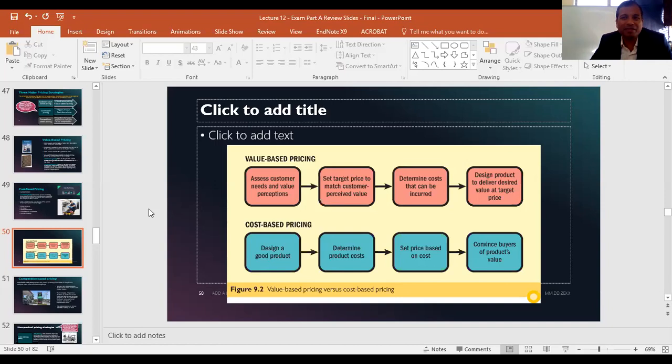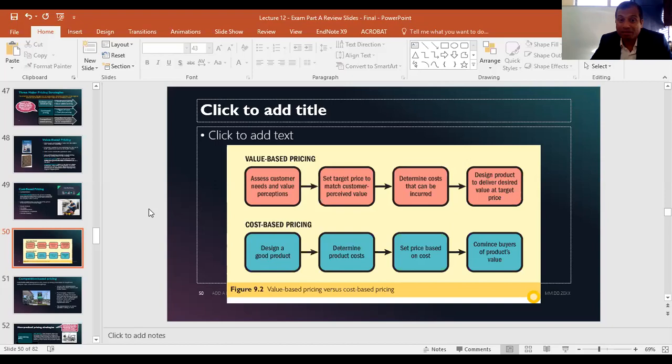The company decides everything. They first make and design the product, and look at the manufacturing cost, the unit cost of production. Based on that, they add some markup, some return on investment, some profit percentage. And finally, whatever final price comes out, they try to convince customers of that value through mass media marketing or direct marketing, whatever channel they use.